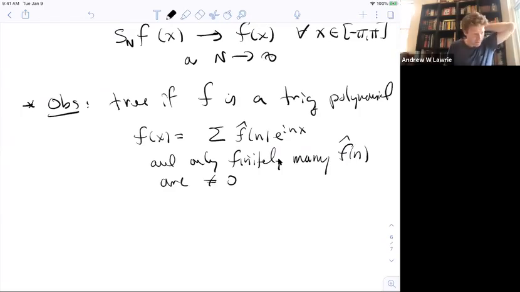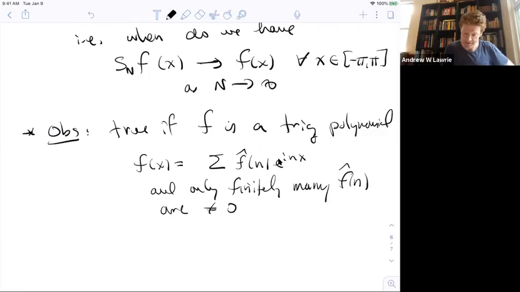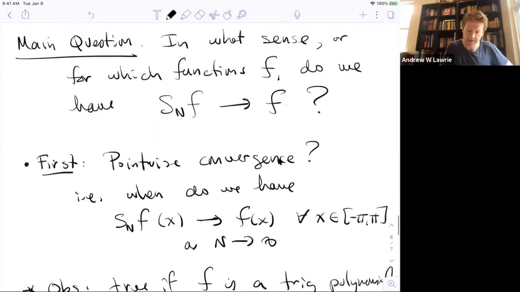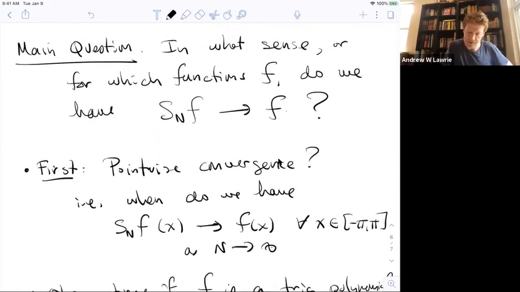Okay, so that's our 0th observation. Next observation. So maybe let me just emphasize that the main thing to focus on is both aspects of this question: in what sense and for which functions f do we have convergence, and then different notions of convergence. That means in what sense.